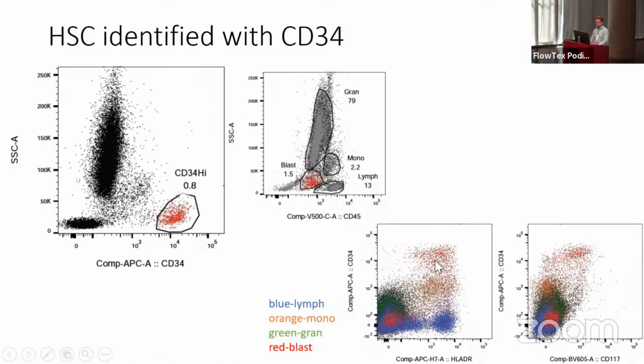And so we can see here, they express some common markers. Again, CD34 high. They express this other marker here called HLA-DR. You heard in the previous talk that that's an MHC molecule. I mentioned that very briefly in the beginning. And also, just like the mice, our stem cells also express CD117, also known as c-kit.